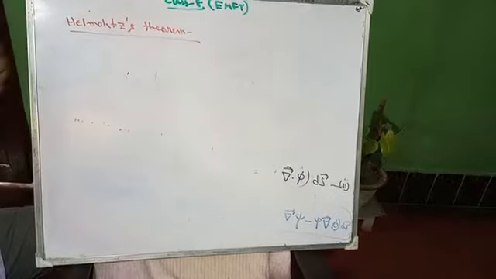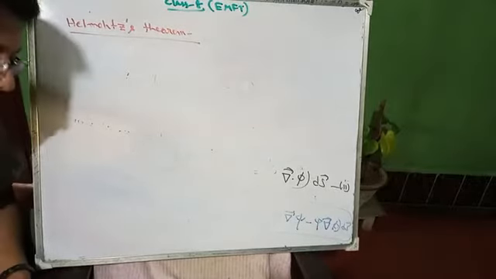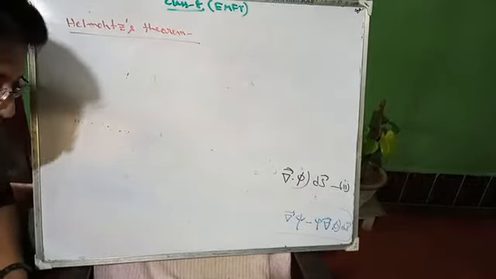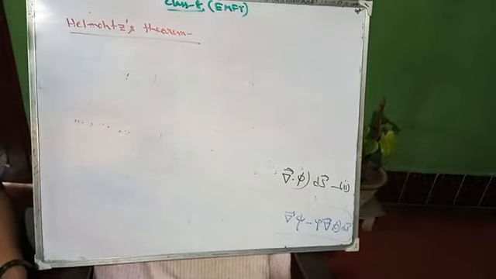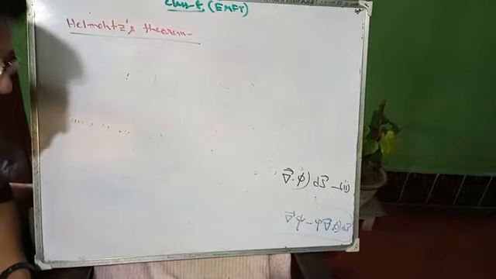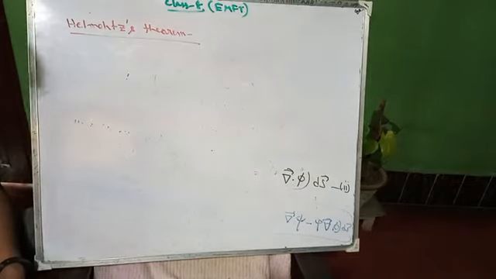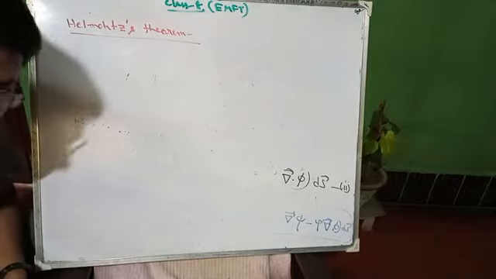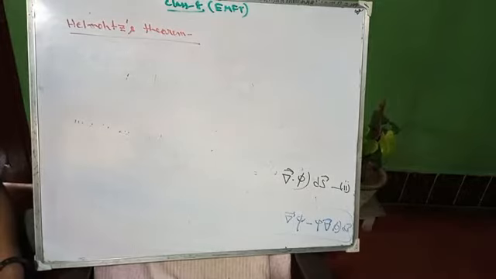Helmholtz theorem. So what does Helmholtz do? Helmholtz showed that any vector field is uniquely described within a region by its divergence and its curl. That means any vector field can be uniquely described within a region by its divergence and the curl. Okay, so next, write, continue.